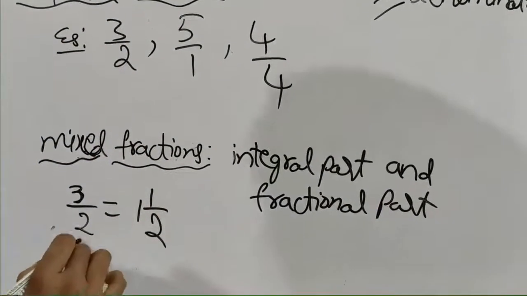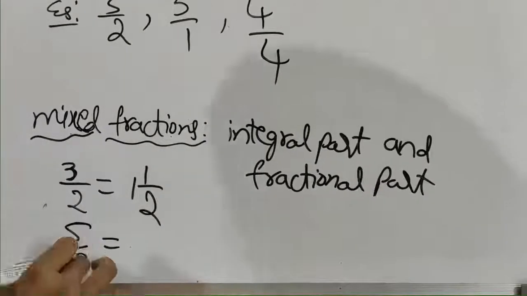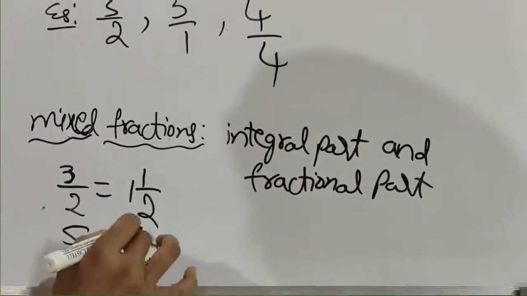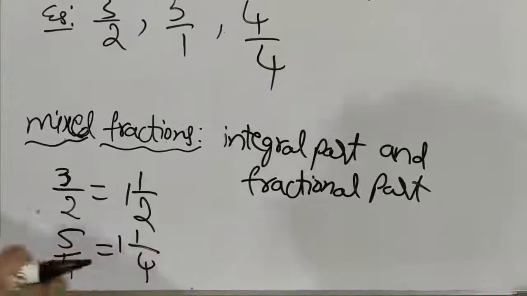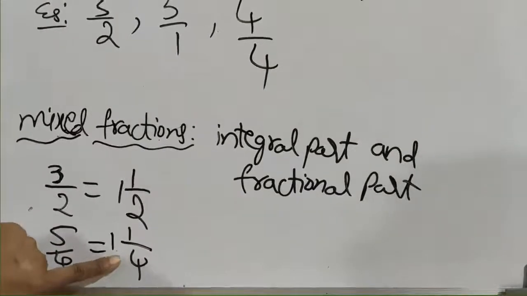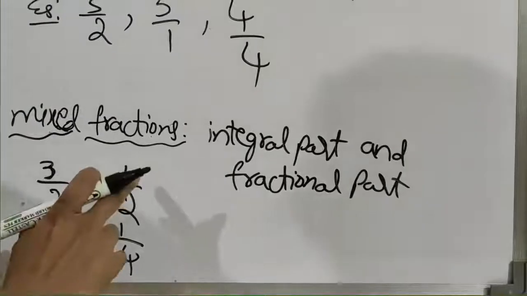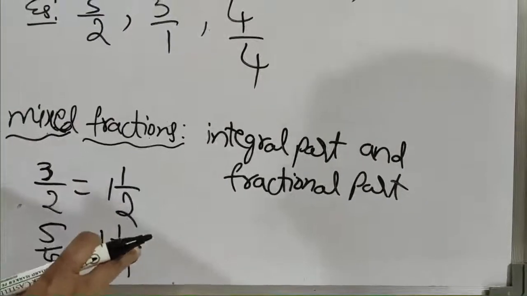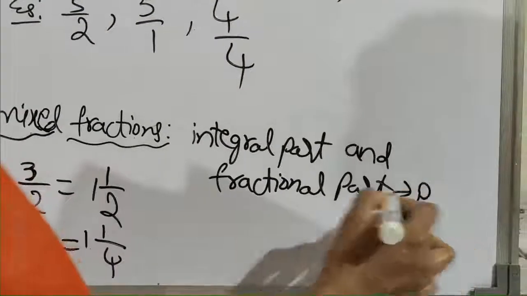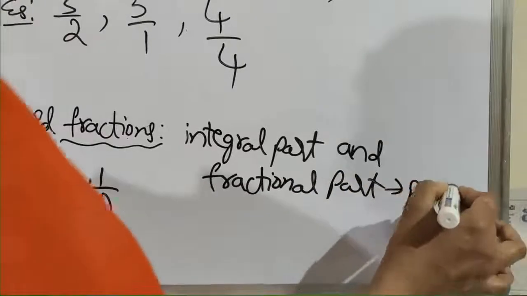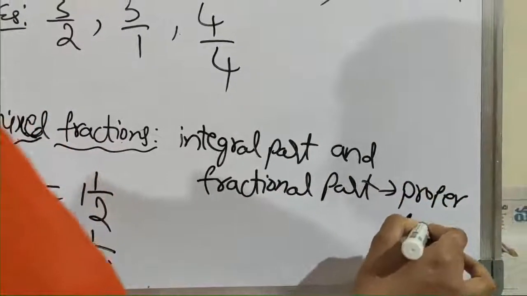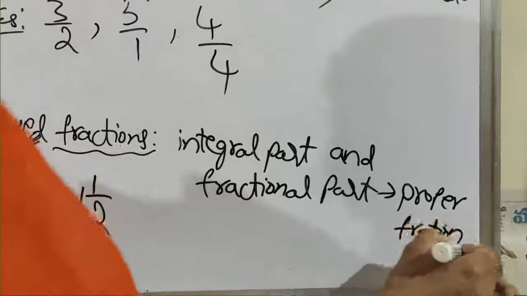Okay. Next, another example, 5 by 4. 4 ones are 4, plus 1. In this fraction, 1 is called the integral part and 1 by 4 is the fractional part. These 1 by 2 and 1 by 4 are proper fractions. The fractional part should be a proper fraction. Okay children.